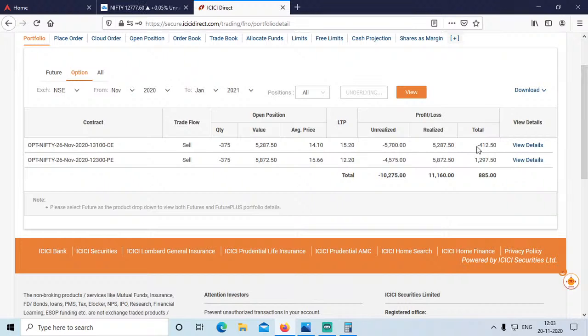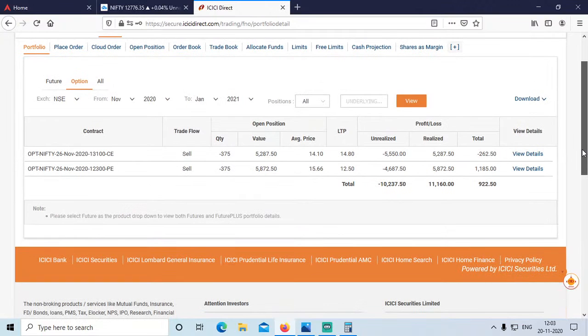Our first leg is giving 400 negative and another leg is giving 1300 positive, together 885. Let me check it now. 885. From 885, 922 is the profit.